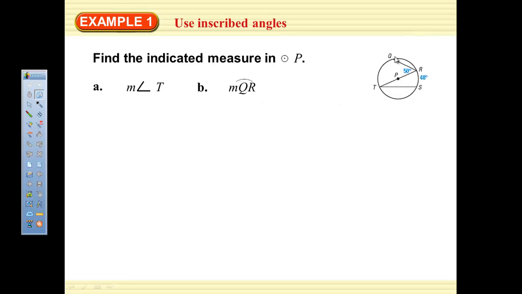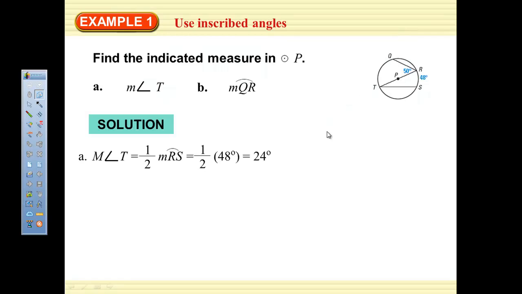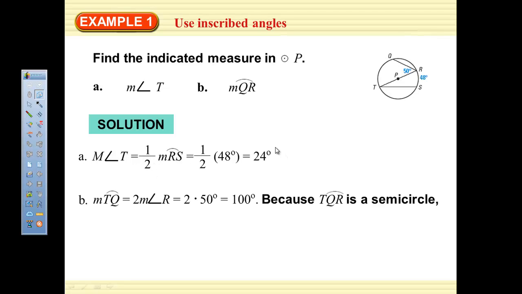For arc QR, let's see. We know this angle is 50 right here, so therefore that makes this arc 100. And if you look, this is a diameter right here. So going from T to Q to R is 180 degrees, and since we know QT is 100, that makes QR 80. And again, for angle T, the angle is half the arc, so it's 24.